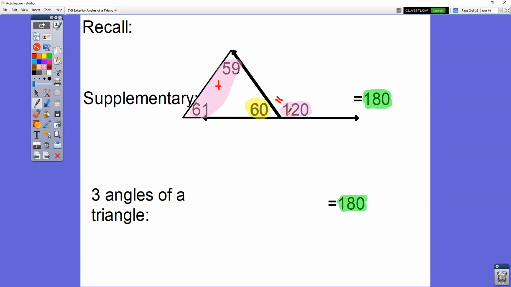That's the common theme that we're going to have amongst all the different types of problems today. We're going to have supplementary angles. We're going to have the three angles of a triangle. You're going to have this shared angle, and you're going to have these two inside angles equals this outside angle.